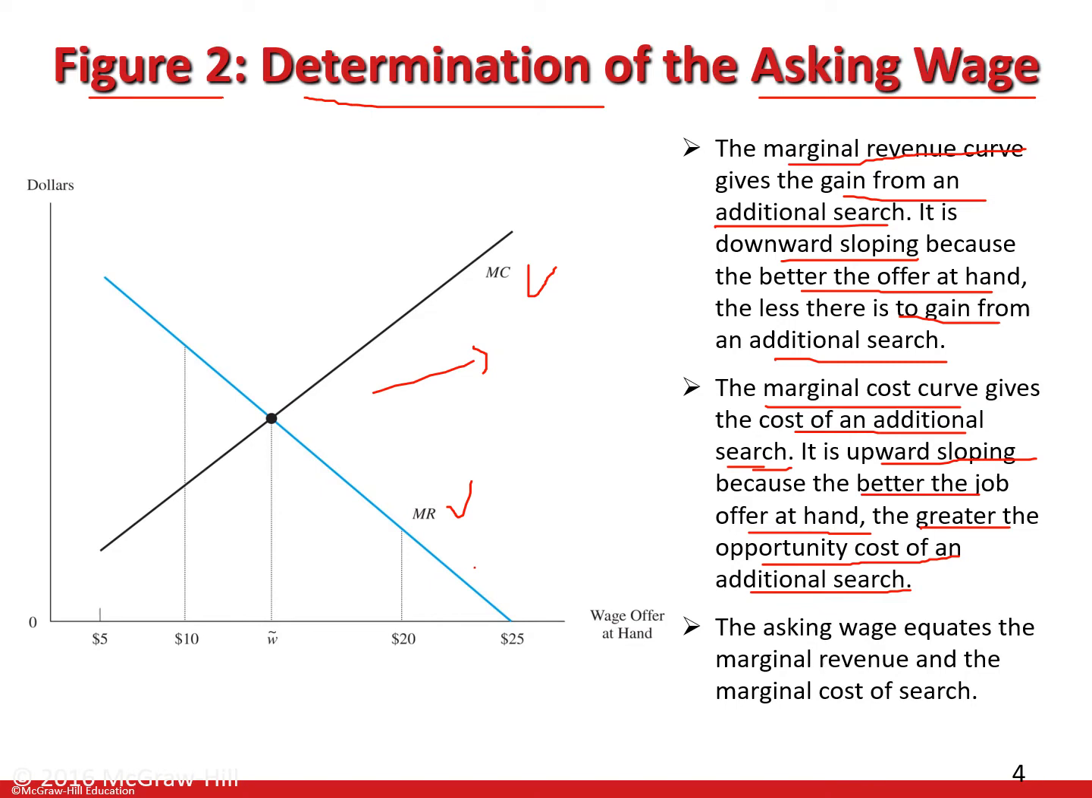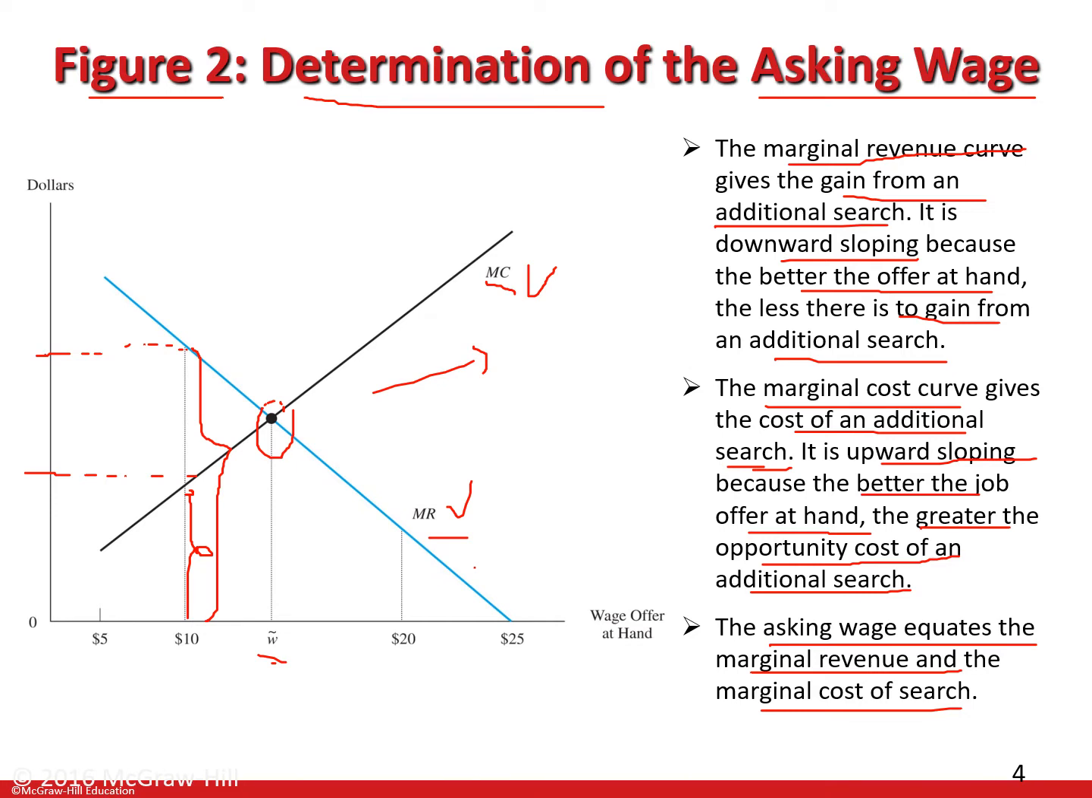Therefore, the labor market would be in equilibrium when the asking wage equals the marginal revenue and the marginal cost of search. You can see that the marginal revenue crosses the marginal cost at the equilibrium point, W theta. At any wage lower than W theta, the marginal revenue for the search will be higher than the marginal cost. As long as the marginal revenue for the additional search is greater than the marginal cost, the worker has to keep looking.